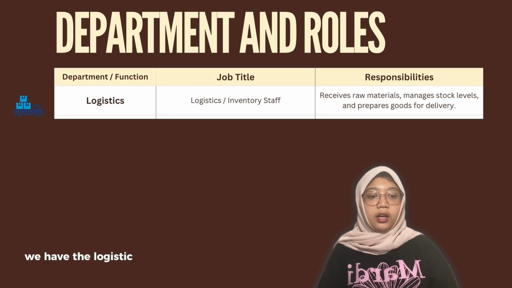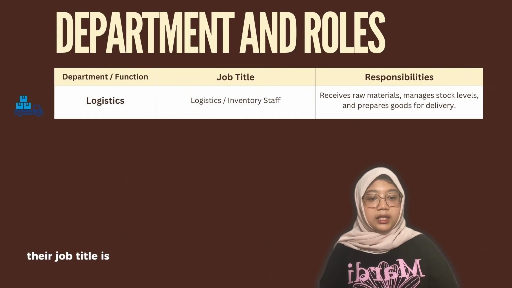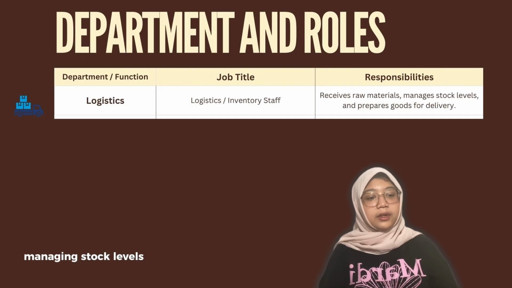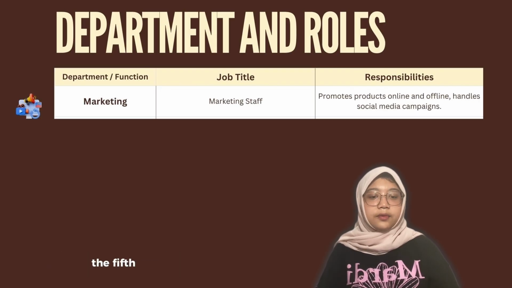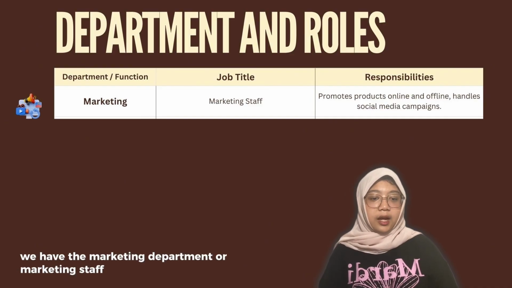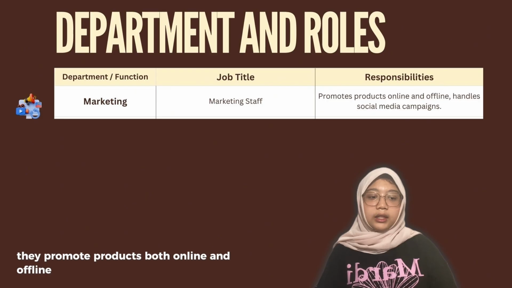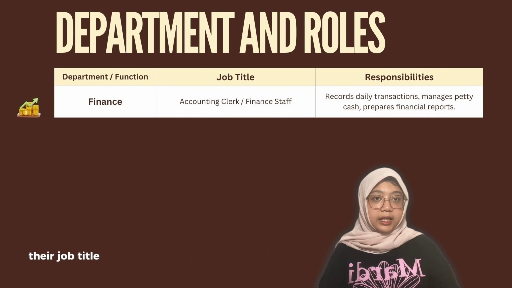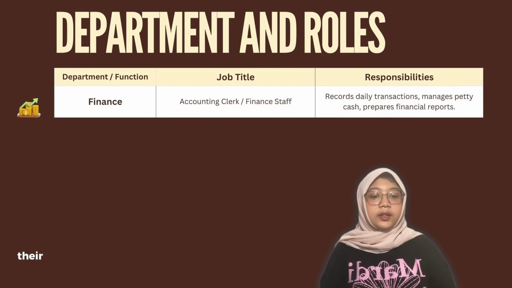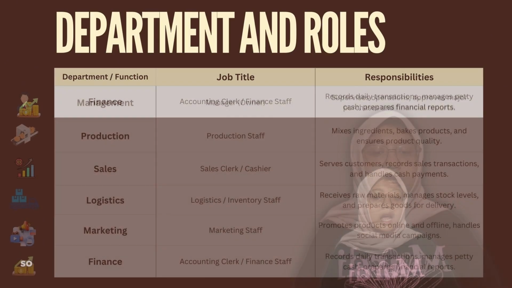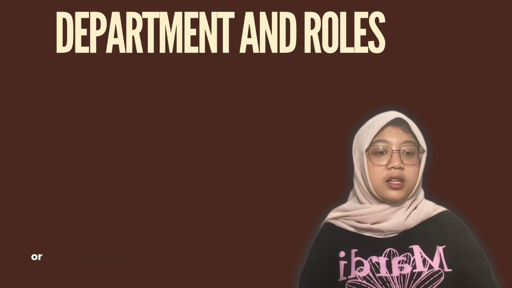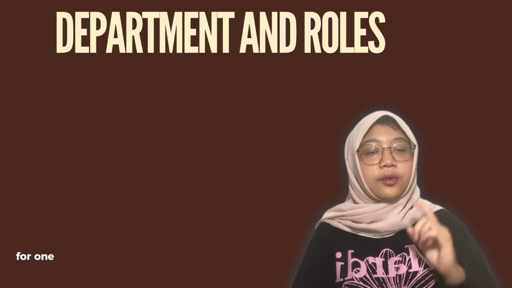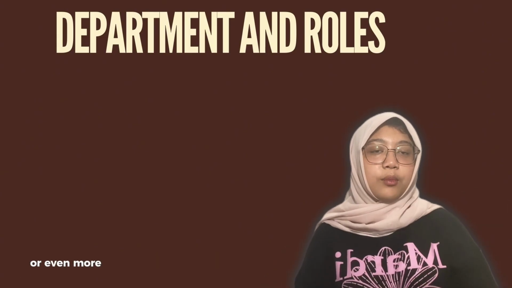The fourth one, we have the logistic or inventory department. Their job title is logistic or inventory staff. Their duties include receiving raw materials, managing stock levels, and preparing goods for delivery. The fifth one, we have the marketing department or marketing staff. They promote products both online and offline, and also handle social media campaigns. And the last one, we have the finance department. Their job title is accounting clerk or finance staff. Their responsibilities are to record daily transactions, manage petty cash, and prepare financial reports. Because Roti M is still at MSME scale, or still a small business, it is actually possible for one person to handle more than one job or even more than one department.